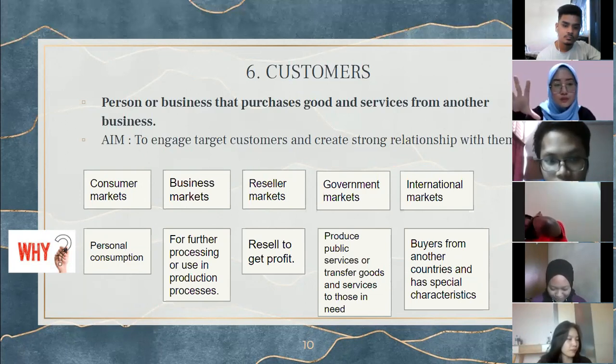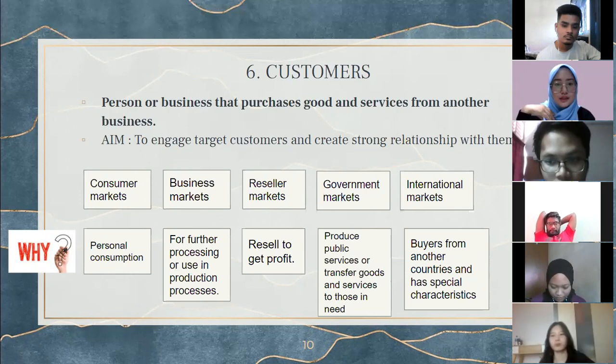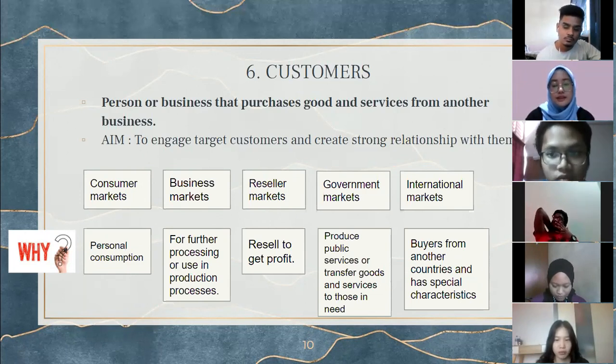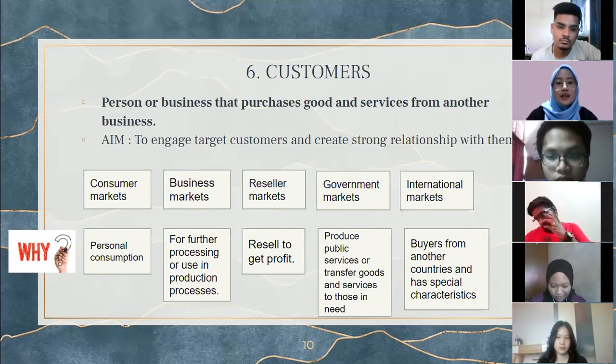For consumer markets, it is for their personal consumption. Business markets buy for further processing or use in production processes. Reseller markets buy to resell to get profit. Government markets buy to produce public services or transfer goods and services. And the last is international markets, for buyers from other countries, which have special characteristics. Next.